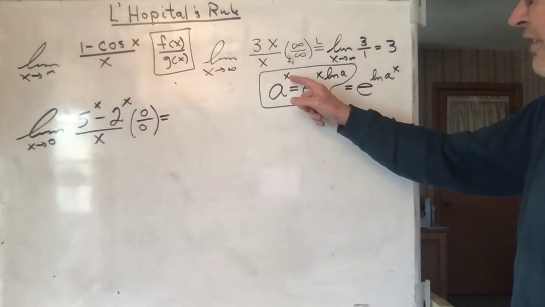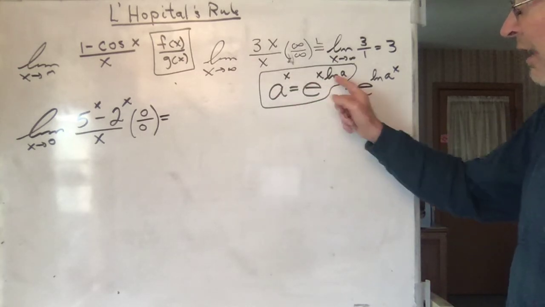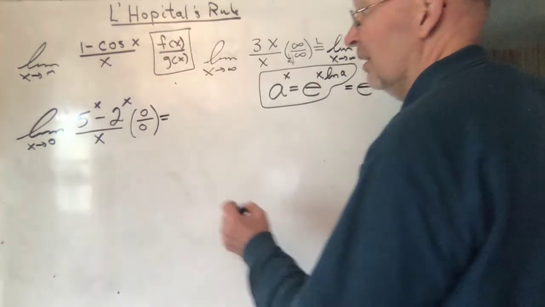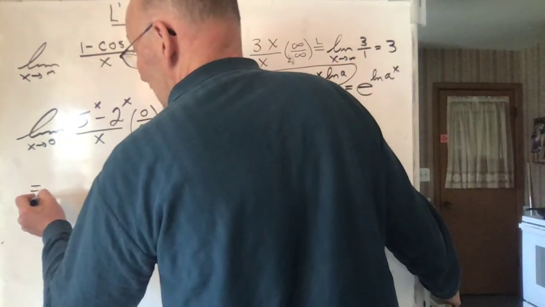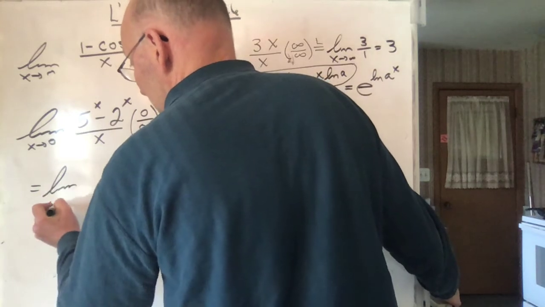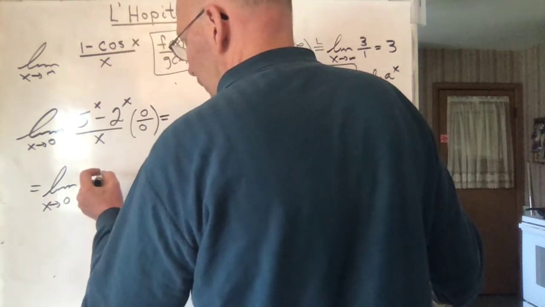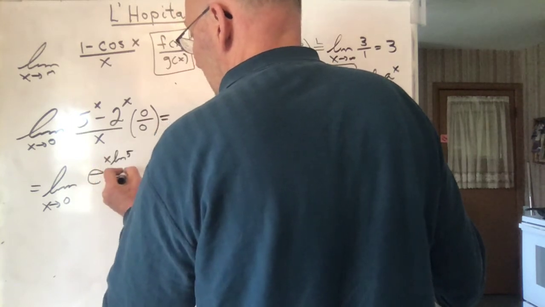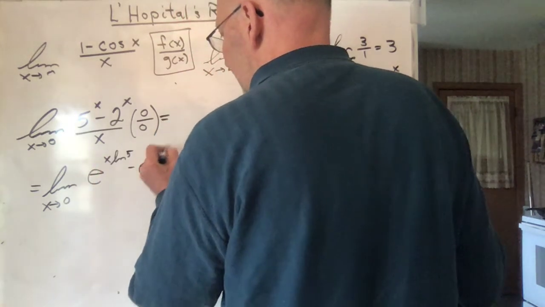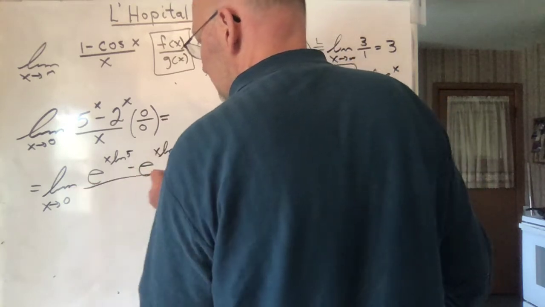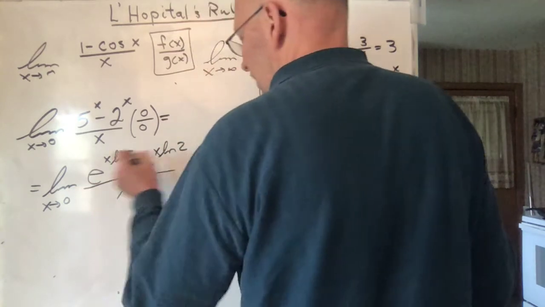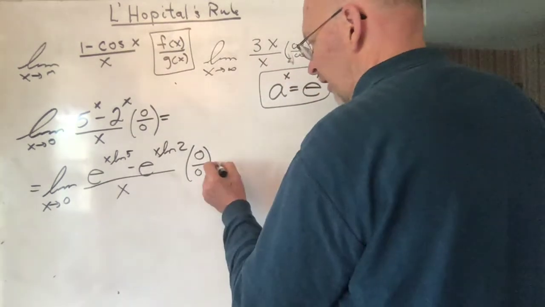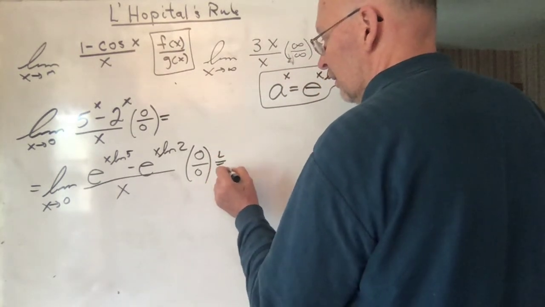You just leave this right where it is, and you take the ln of that, and then you put an e right there. So I'm going to first rewrite it. e to the x ln of 5 minus e to the x ln of 2 all over x. I haven't used L'Hopital's rule yet. All I've done is rewritten it. But now I can use L'Hopital's rule.